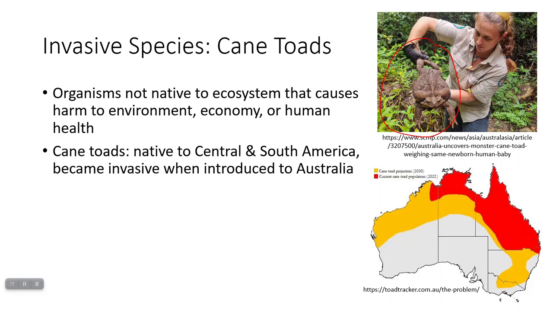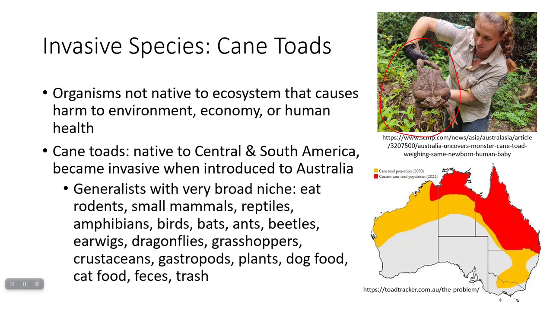So cane toads were native to Central and South America, and people, in a very unwise move, ended up introducing them to Australia. I'm not going to go into the reasons for that, but if you are interested, ask me in class, and I can recommend some videos that tell you just how strange this situation is. But these guys are generalists. They have a super broad niche. If you look at the list of things they can eat, which I'm not going to go over because it's very long, they can eat a lot of different things. So they are not limited to one specific food source.